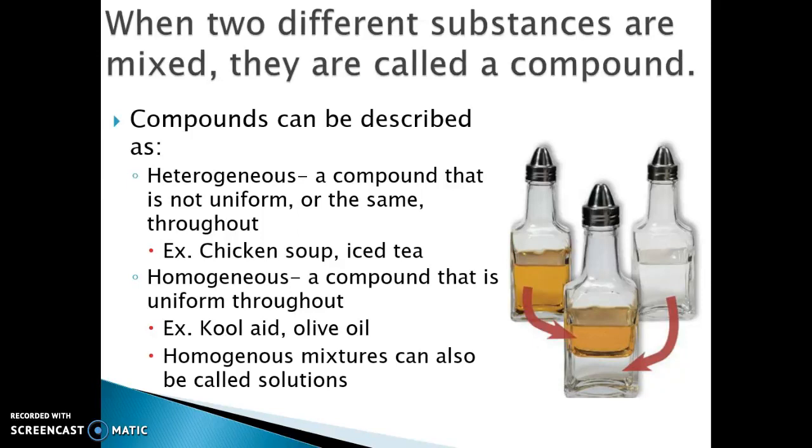Then you have a homogeneous mixture. A homogeneous mixture is going to be uniform throughout, for instance, Kool-Aid or olive oil. Once again, take a spoon. If I dip it in Kool-Aid and take two spoonfuls out, those two mixtures are going to look exactly the same. Same thing with olive oil. Homogeneous mixtures can also be called solutions. We'll get into solutions more this year, but they also call homogeneous mixtures solutions.